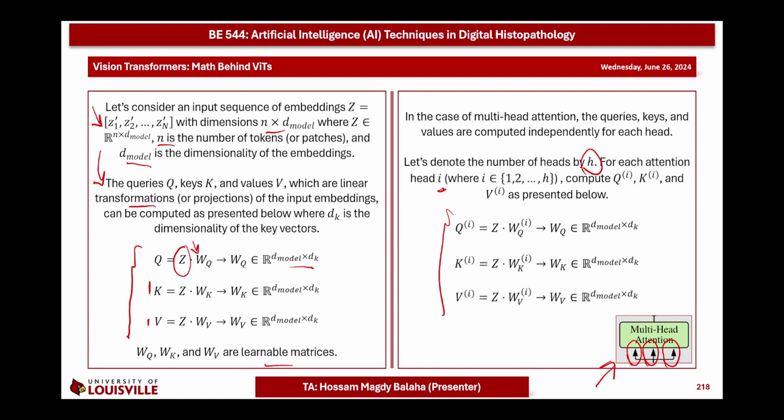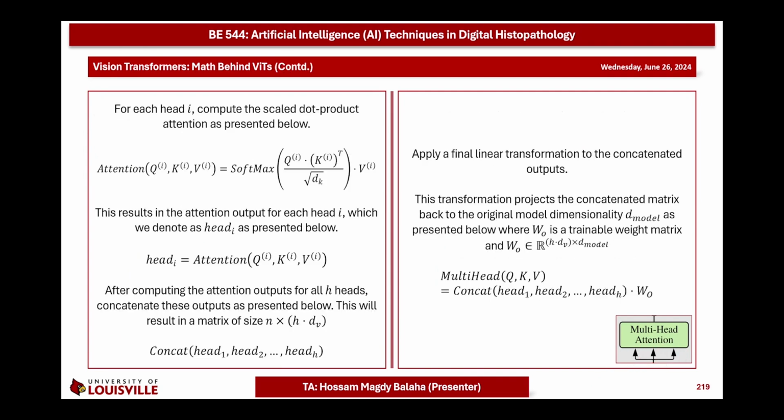Each is computed independently. After that, to apply the attention mechanism, you go for each head i and compute the scaled dot product attention as presented in this equation. You apply Q dot product K transpose divided by the square root of dk, and then you apply softmax, and then you multiply it using dot product by V. And this will be the attention of Q, K, and V. This results in the attention output for each head i, where head i is the attention of Q, K, and V.